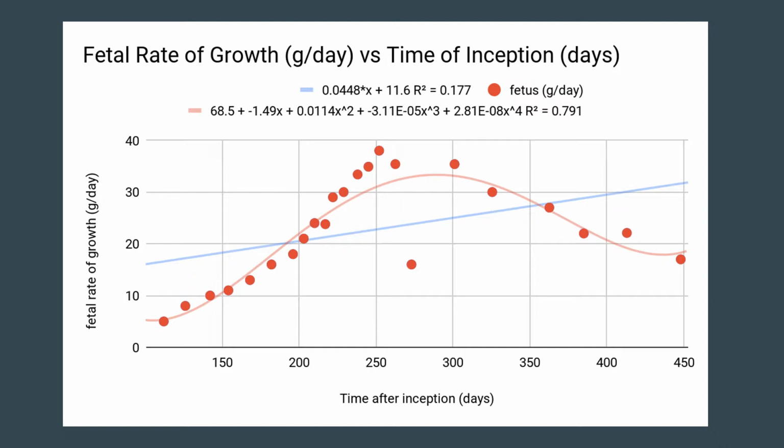On this graph, we have the fetal rate of growth in grams per day on the y-axis, and then time of inception in days on the x-axis. Here you can see the data increasing from 0 to around 250, and then an outlier between 250 and 300 days, and then you can see the data slowly decreasing from 300 and on to 450.